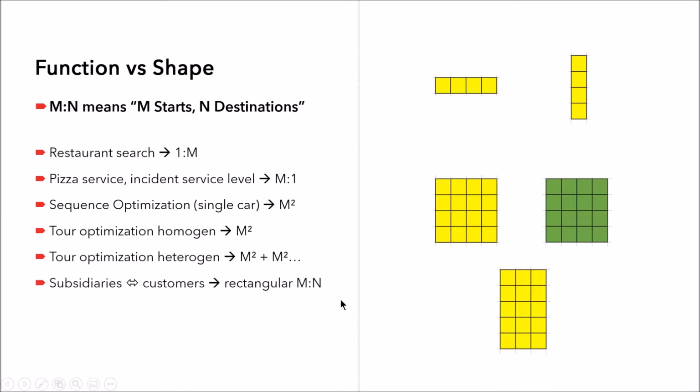And the last shape on this slide is a rectangular but non-square structure. This is an example I had from a partner just recently. He wanted to know the driving time and driving distances from all his own offices to all his customers. In this case, it just needs a small number of starts and a large number of destinations, for example. So that was very easy to understand, I think.